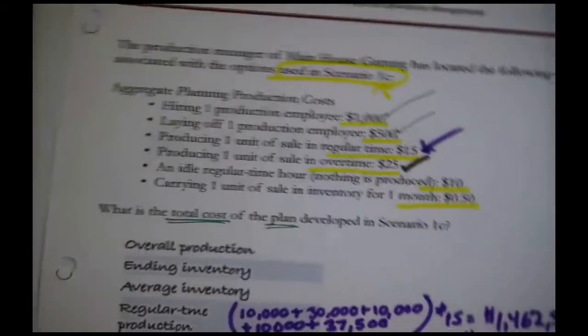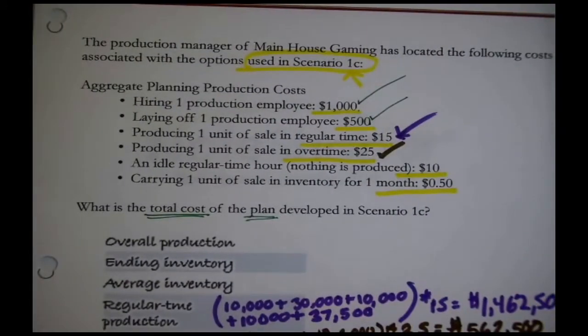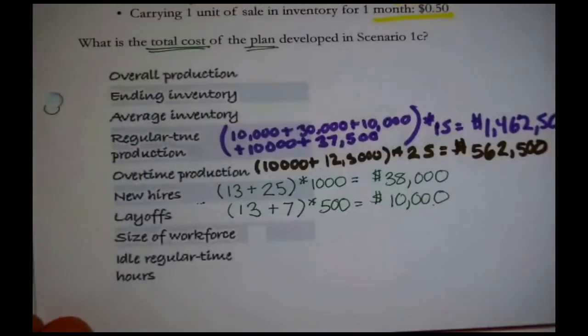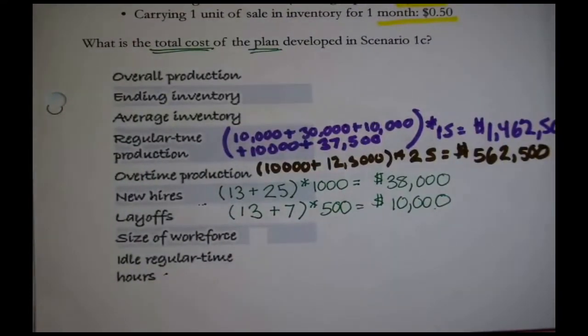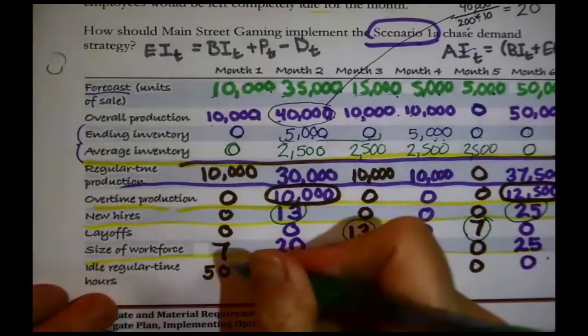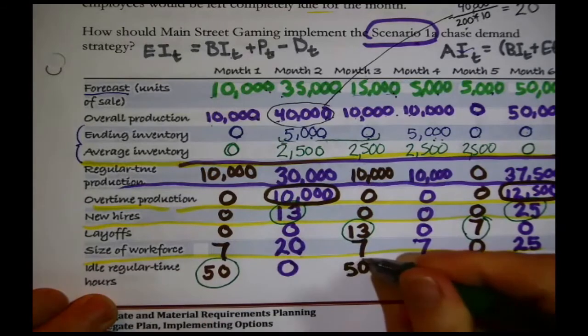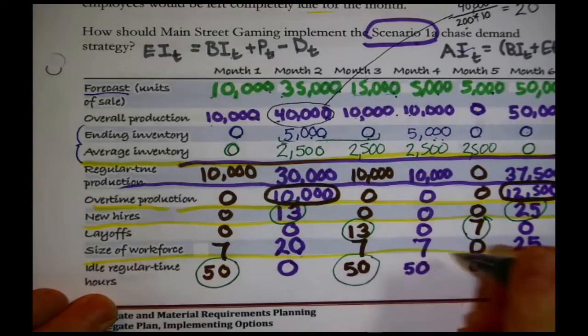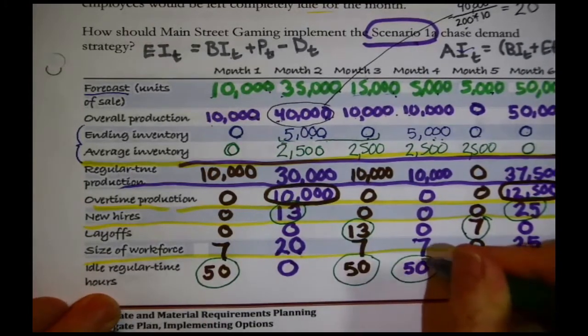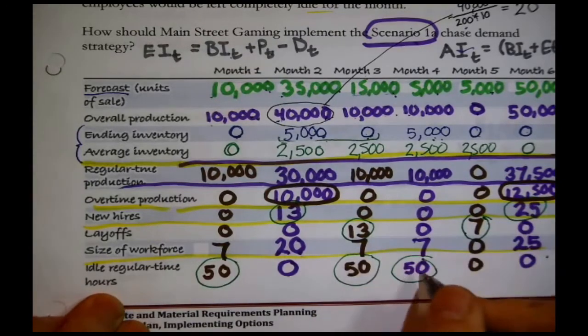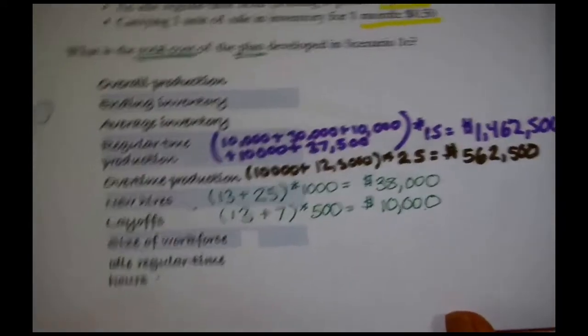What else do we spend money on? An idle regular time hour, nothing is produced. Oh, here's 50 idle regular time hours in the first month, and here's 50 in the third month, and here's 50 in the fourth month. I need to charge us for that.